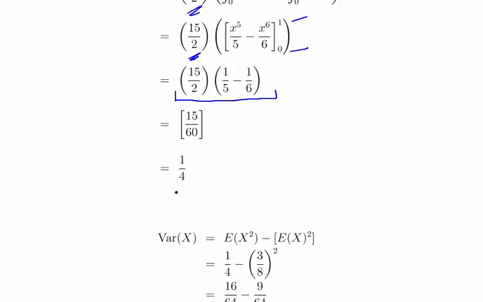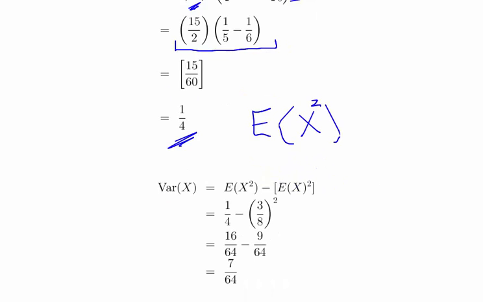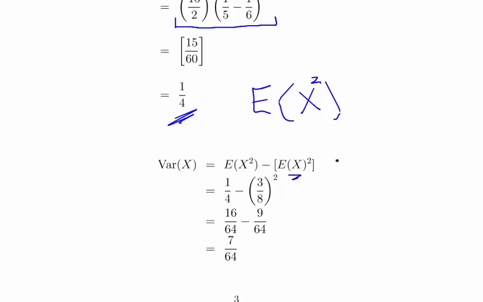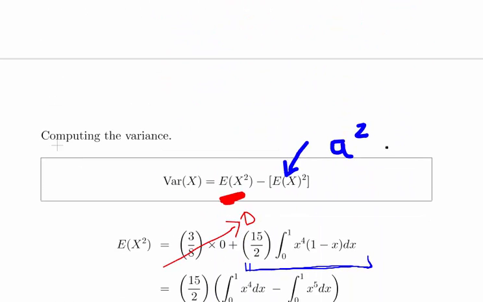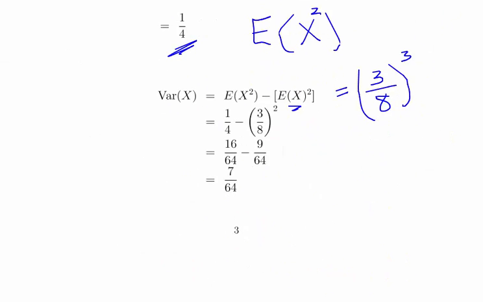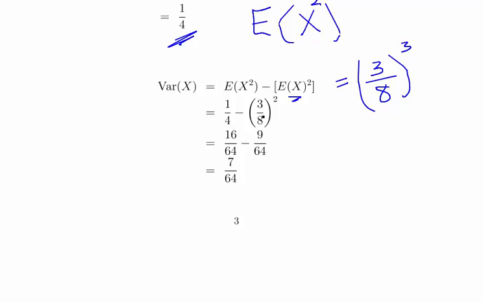So that's the expected value of x squared. And we know that the expected value of x is a, which, I forgot to mention, is 3 over 8. I just stated that it was a squared. I should have gone a little bit further and said it's 3 over 8. Anyway, we have 1/4 minus 3 over 8 squared. So that's 16 over 64 minus 9 over 64. That gives us 7 over 64. Okay, so that's it.